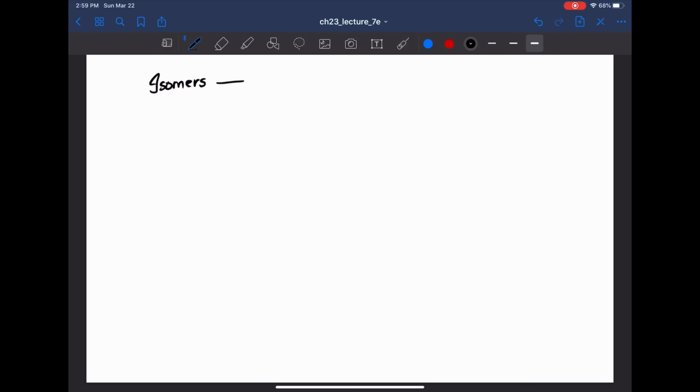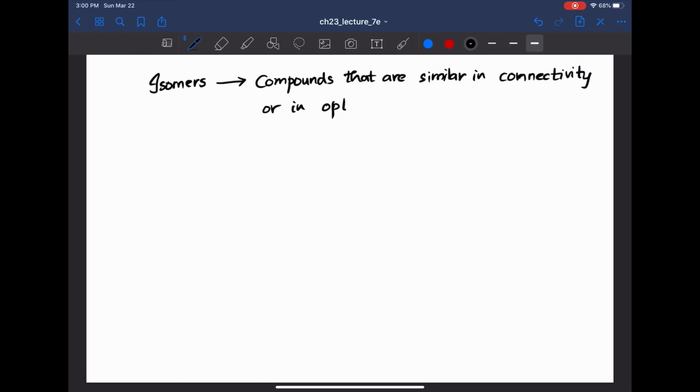So isomers are compounds that are similar in connectivity or in optical activity. So these are called isomers in general. There are two types of isomers. We can classify isomers into two types. One is constitutional isomers and the second is optical isomers.